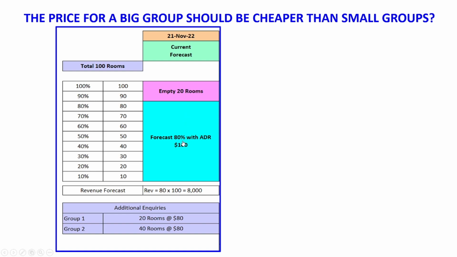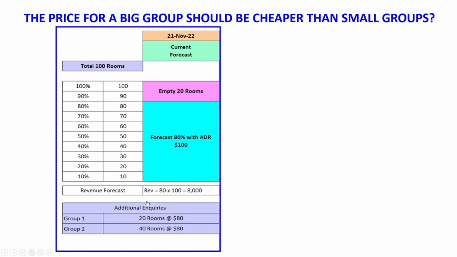So 80% of 100 rooms means 20 rooms will be empty. So our forecast ADR is $100. In this forecast, you can see the revenue forecast. It's straightforward. 80% of 100 rooms means 80 rooms. With an ADR of $100, 80 rooms times $100 equals 8,000.